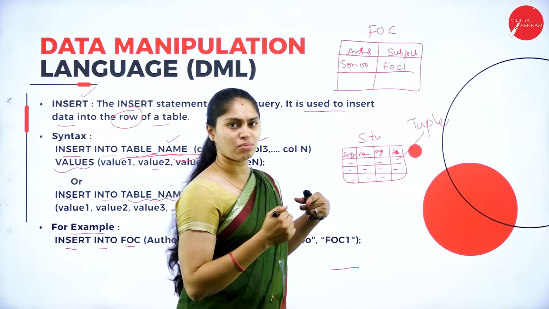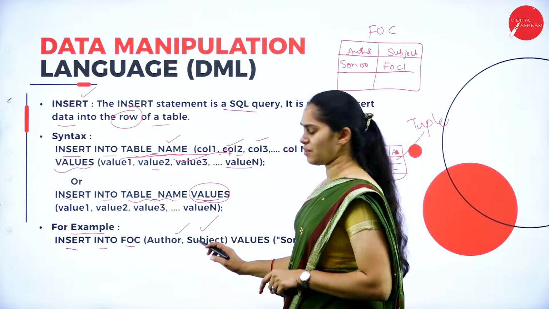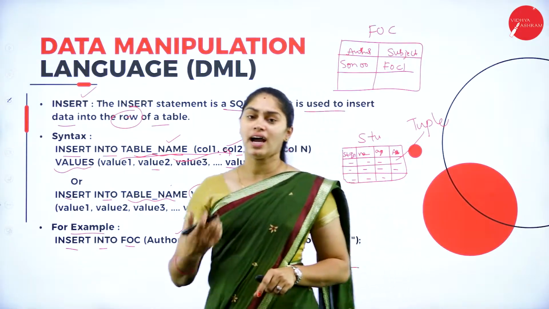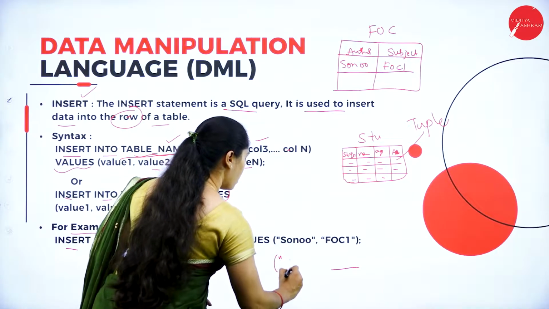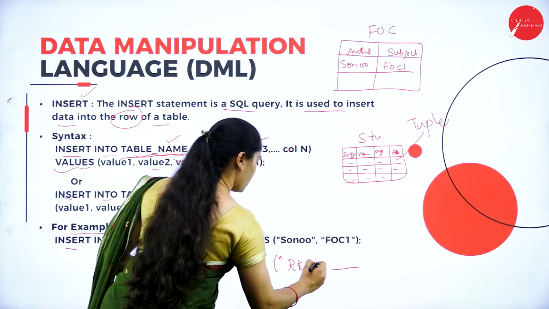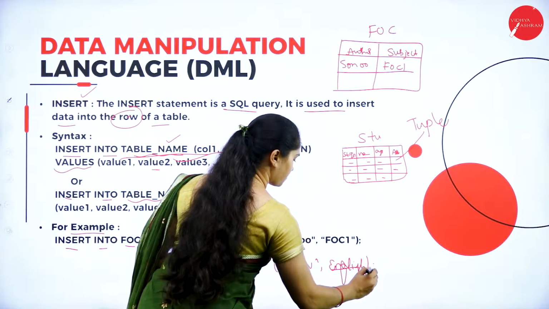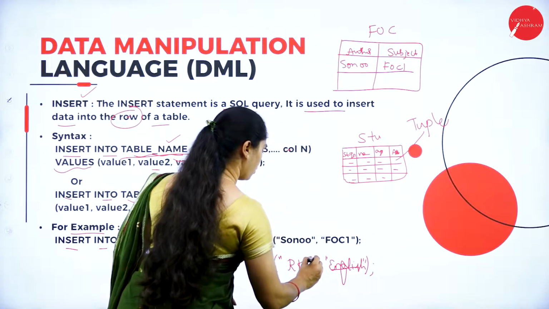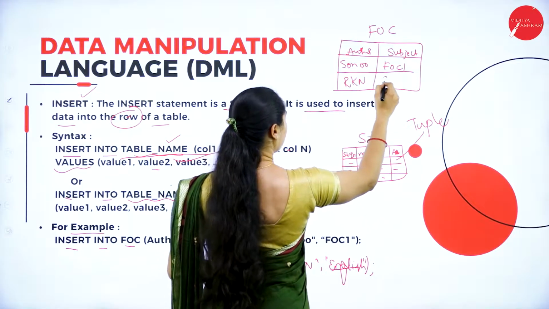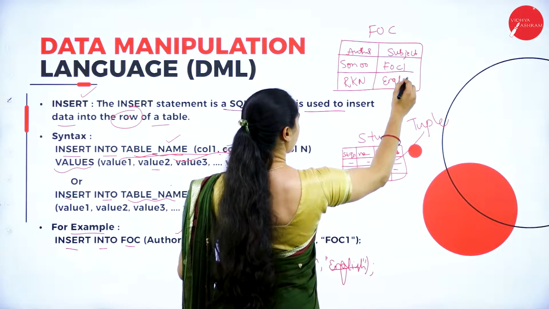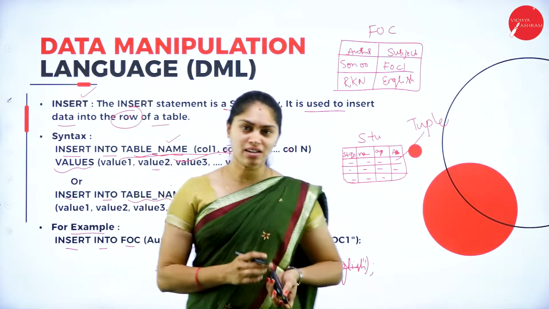What if I wanted to add one more? Again, insert into FOC, author, comma, subject, values, and I have to give one more author name as well as subject name. So here, R.K. Narayan. I am going to write the subject as English. Within double quotes you have to mention. Then in the second column, R.K. Narayan, then it will become English. Okay. This is one more way of inserting one more row into the table.